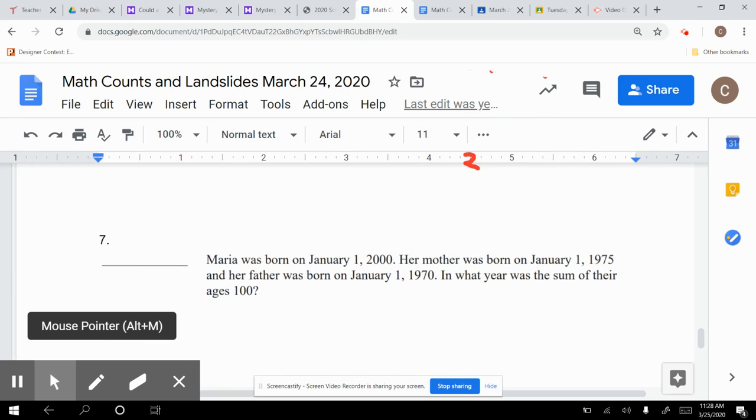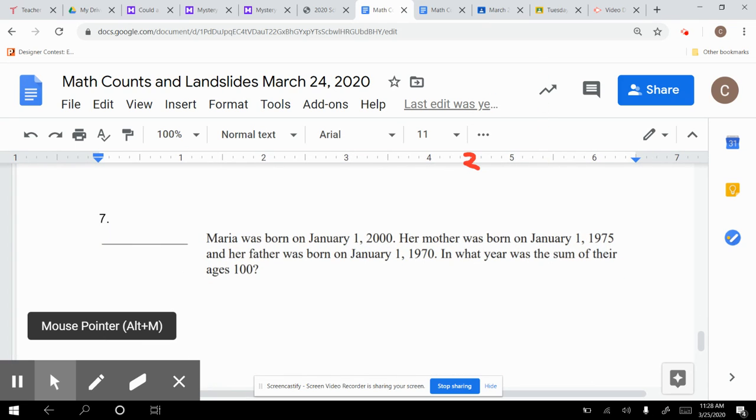I love this problem. All right. Maria was born January 1st, 2000. Her mother was born on January 1st, 1975, and her father was born on January 1st, 1970. Pretty good coincidence that all of this family was born on January 1st. I'm not sure what the odds of that would be. It's very calculable. So, in what year was the sum of their ages 100?